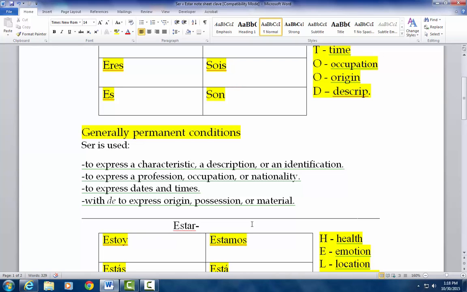Other usages, okay: to express characteristics, descriptions, and identification, to express profession, occupation, nationality, to express date and time, and with day, to express origin, possession, or material.